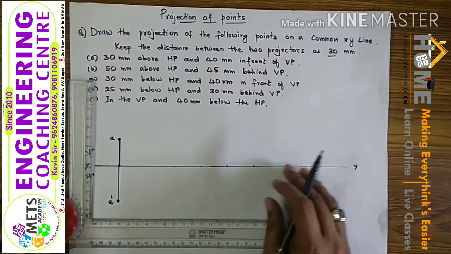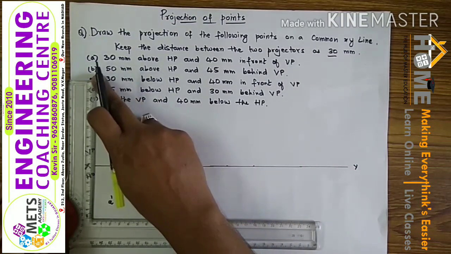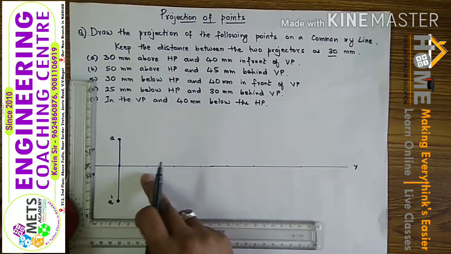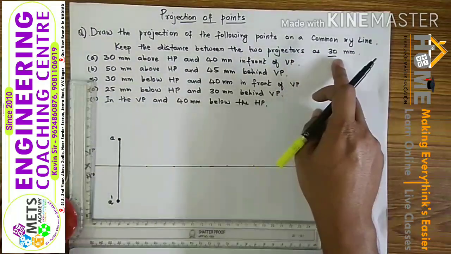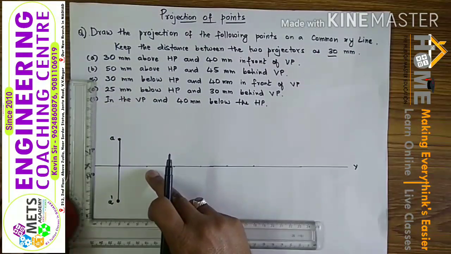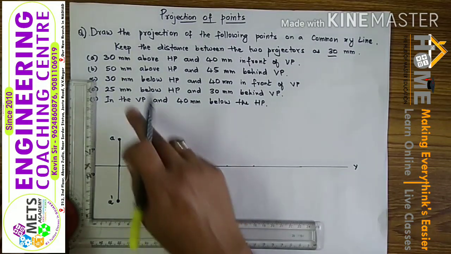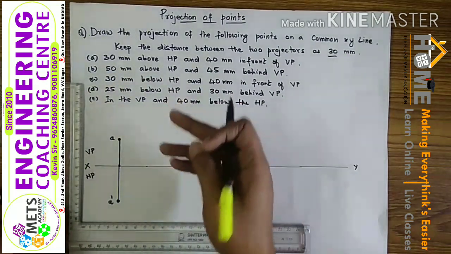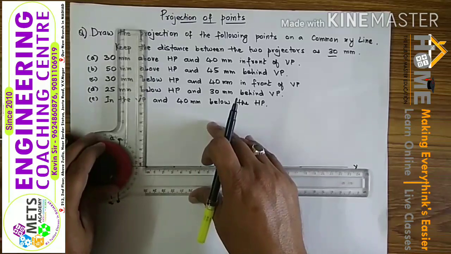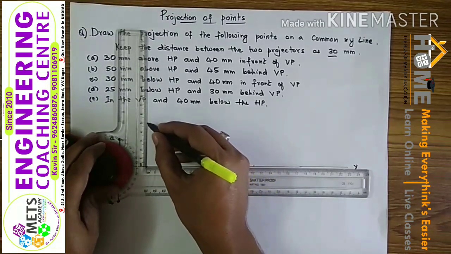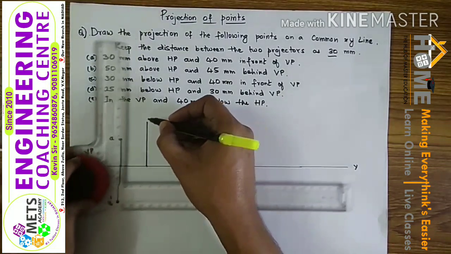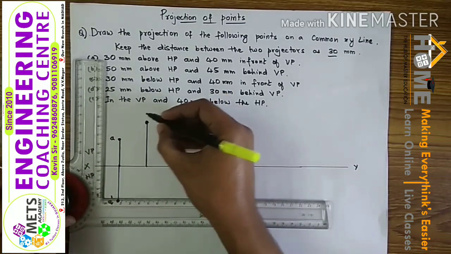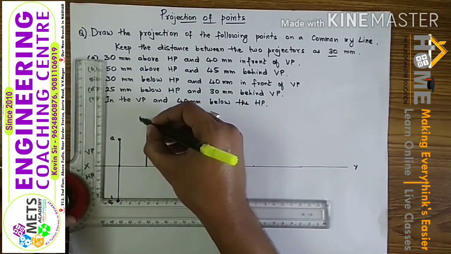Then the second one, B. I have taken the distance between the projectors as 30 mm. Now I will do B here. It is 50 mm above HP. Above HP means 50 mm upwards I have to go, like this. Here I have to draw a point. That point I will call B.